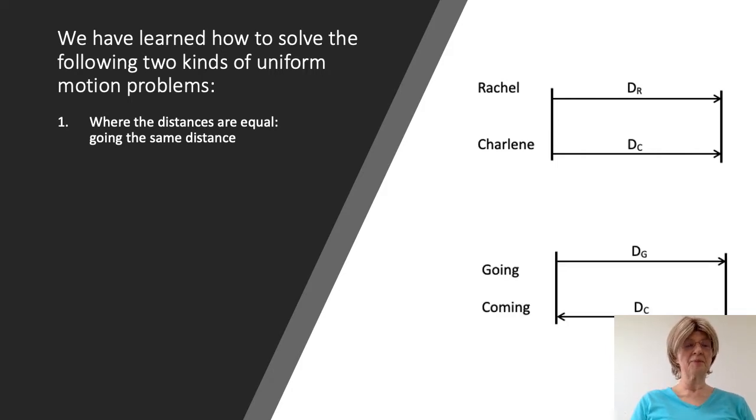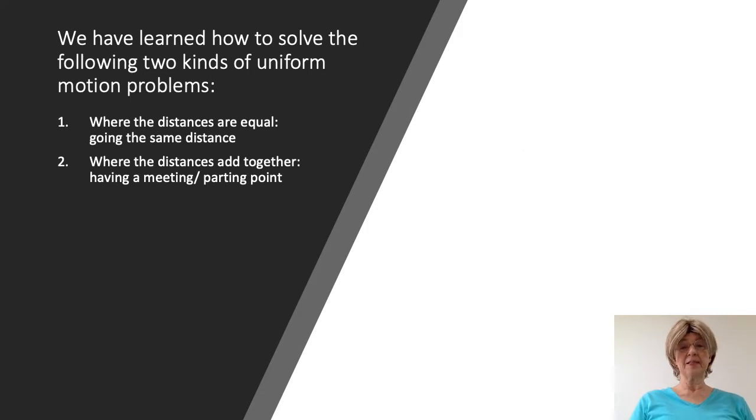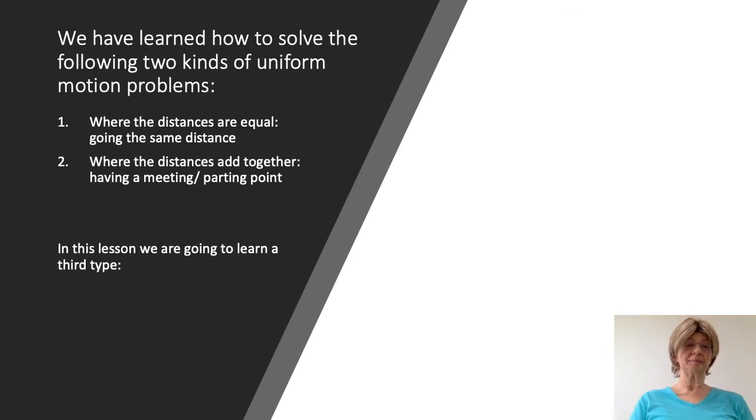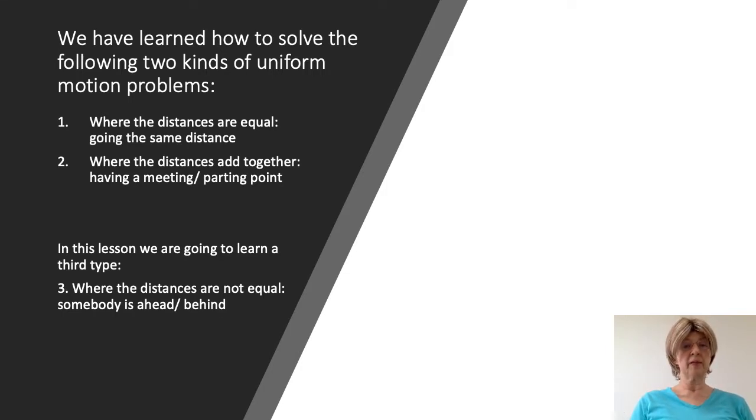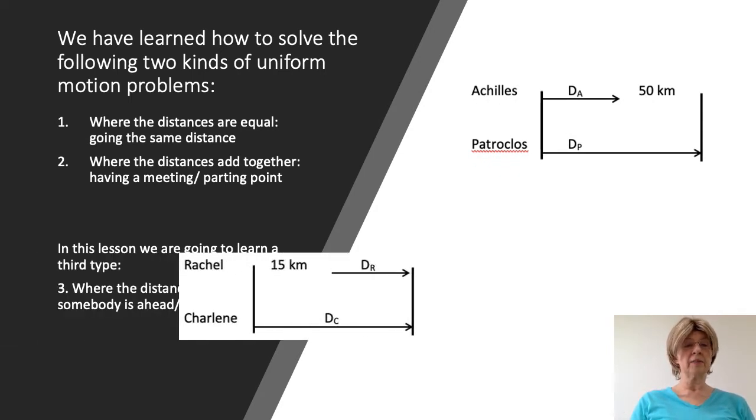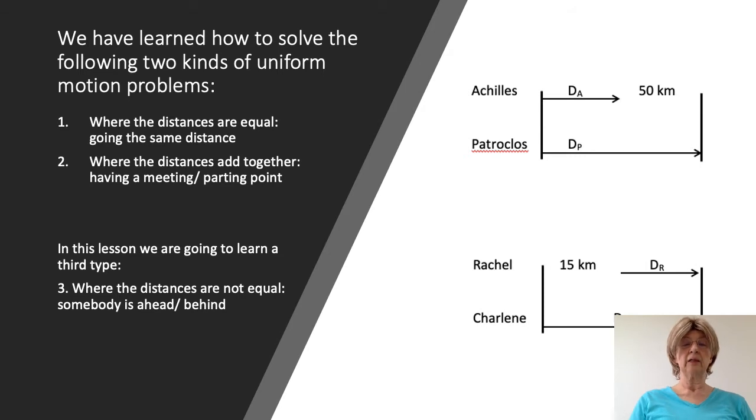I obscured a little bit. Where the distances add together, having a meeting point, or having a parting point. In this lesson, we are going to learn a third type, where the distances are not equal. Somebody is ahead. In this case, Patroclus goes ahead of Achilles, or somebody is already behind. Charlene starts out behind Rachel.